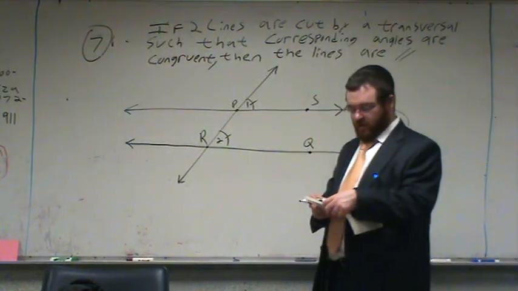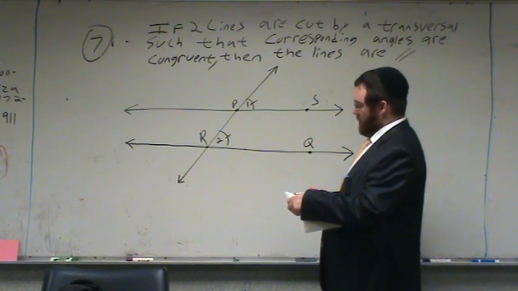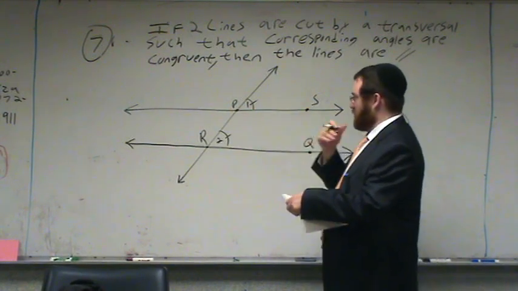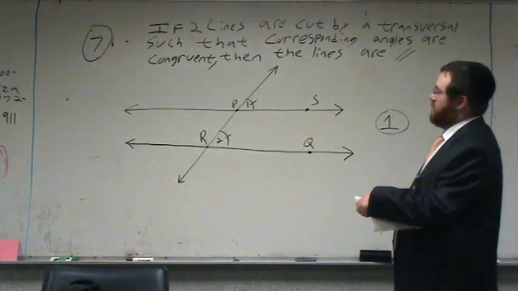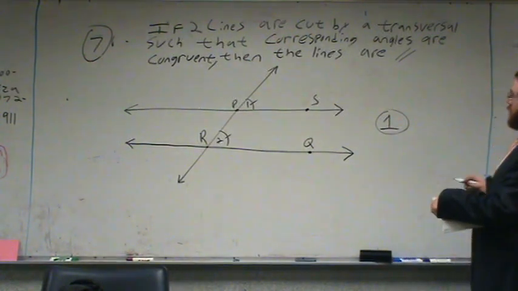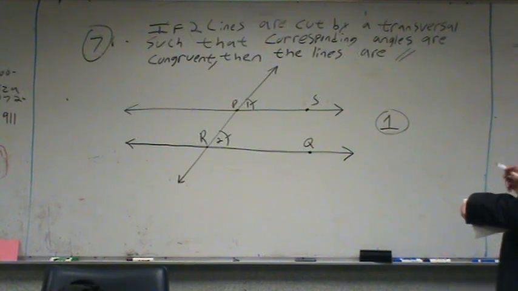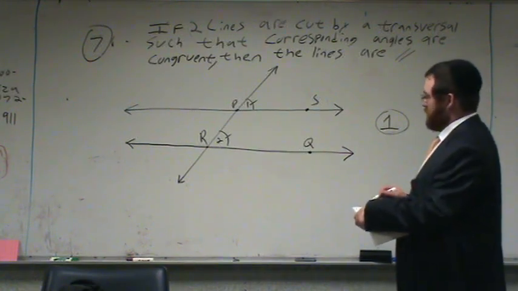Let's try answer 1. Answer 1 is that angle 1 is equal to angle 2. That does justify this construction because there's a theorem that if two lines are cut by a transversal such that the corresponding angles are congruent, then the lines are parallel.